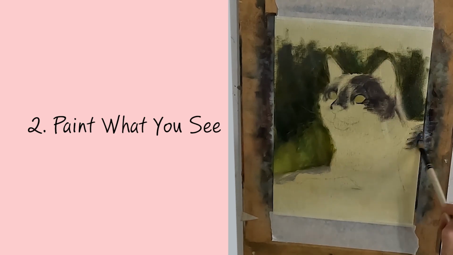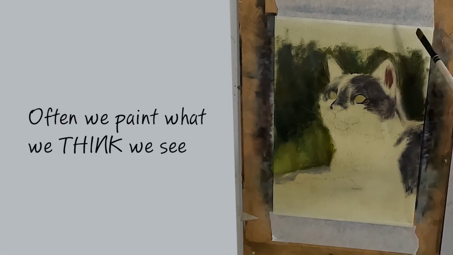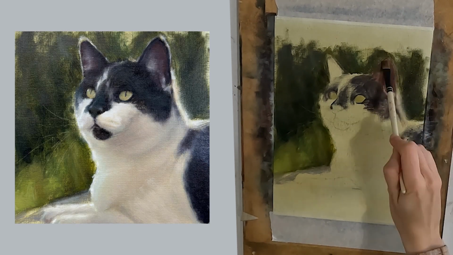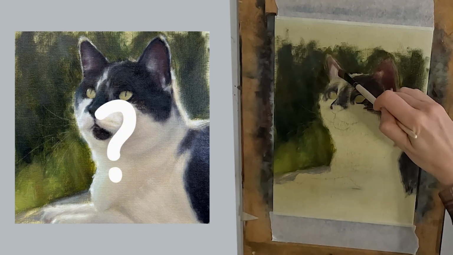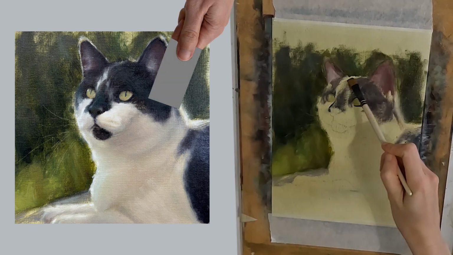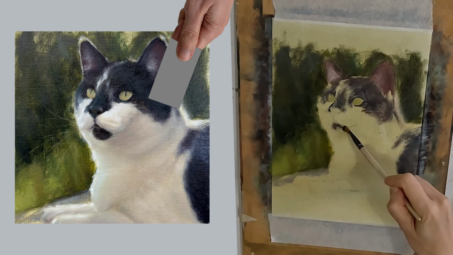Number 2, paint what you see, not what you think you see. This may seem a little obvious, but often we paint what we think we see. Here my subject is a black and white cat, but was it? When I really looked at the reference photo and held a grey card up to my cat, the grey card showed me that the colour I was looking at was blue.